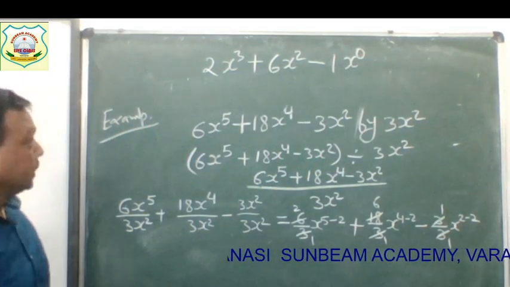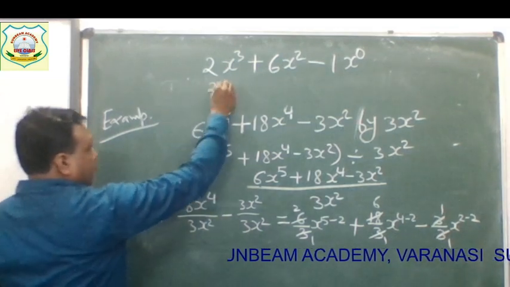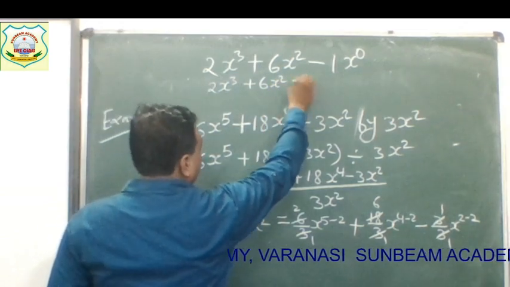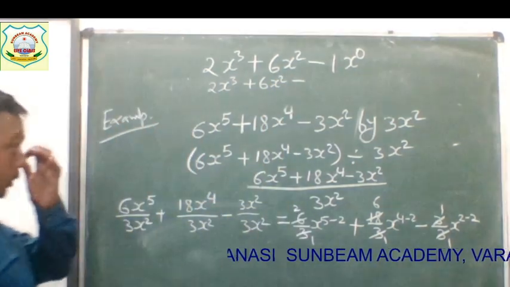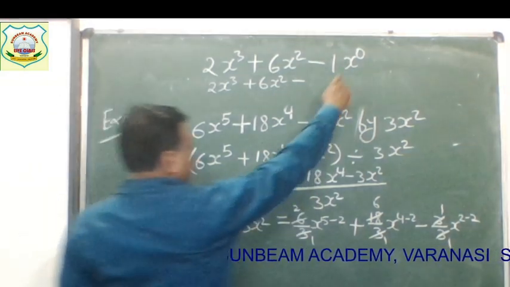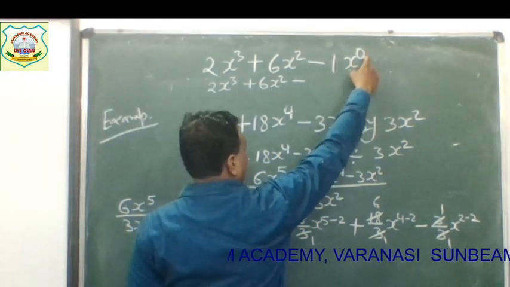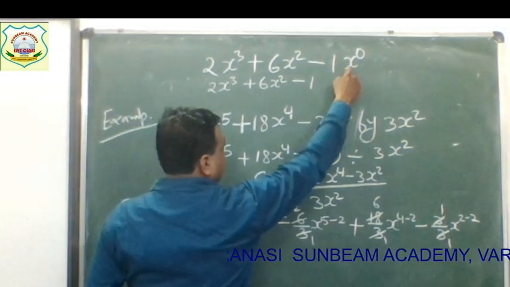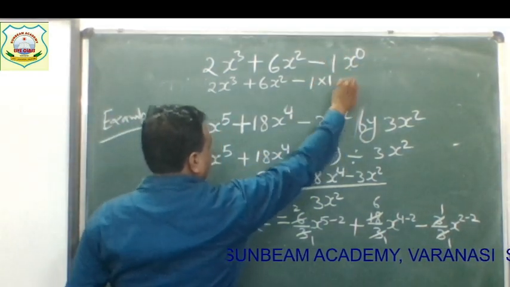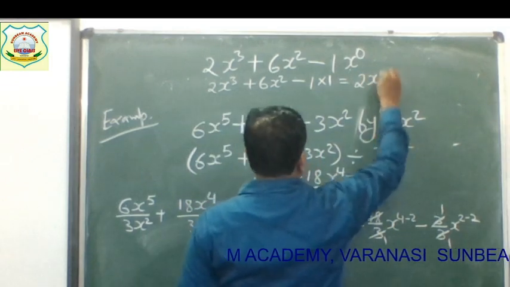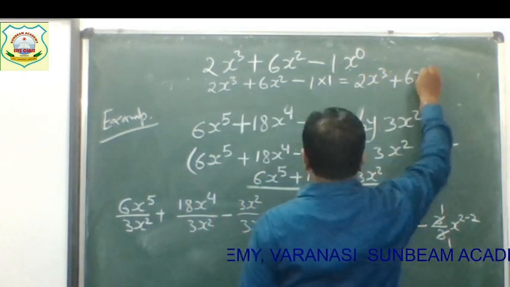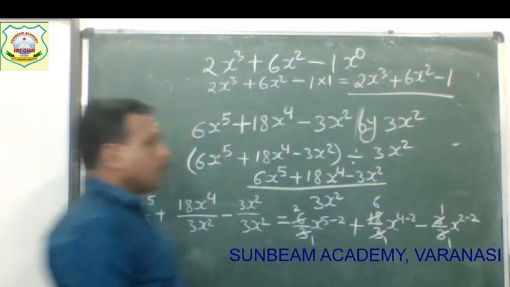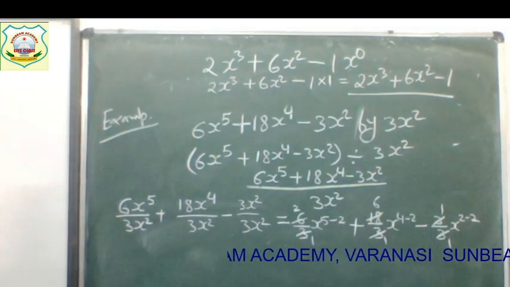Clear, students? Now 2x cube, the same, plus 6x square minus 1 x power 0. You know, students, if any variable or any number has a power 0, its value always comes 1. So this one is into 1. What will be the answer? 2x cube plus 6x square minus 1. It will be your answer. Students, see everyone again.